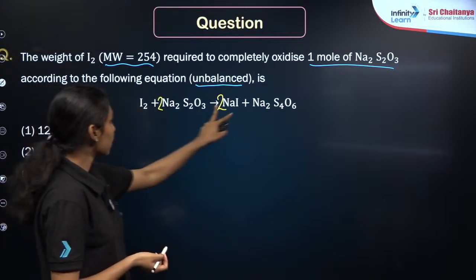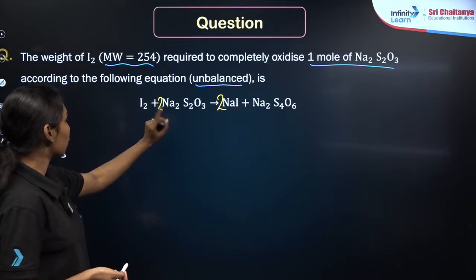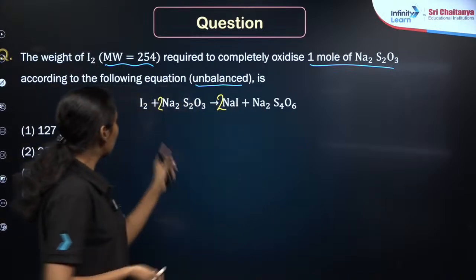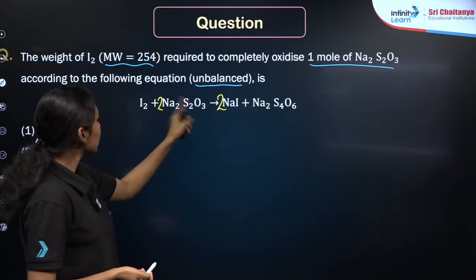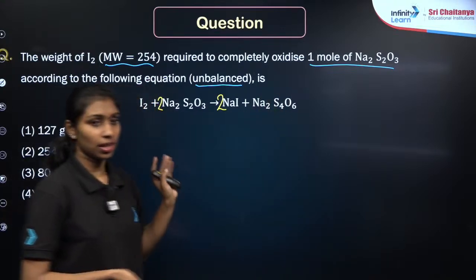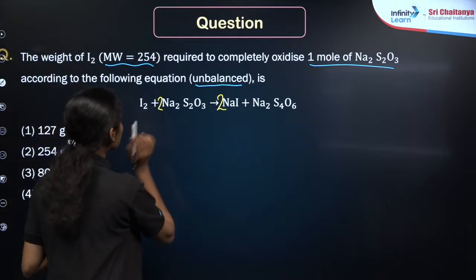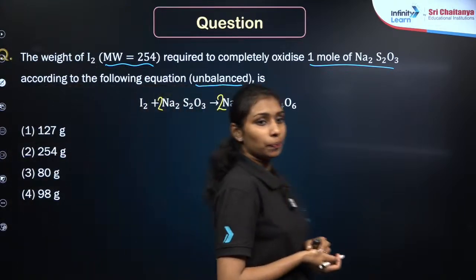here 2 iodine is present, here is also 2 iodine. Then 2 into 2, 4 sodium is present on the left side. And again here 2 sodium plus 2 sodium, 4 sodium. Then 2 into 4 sulfur, here 4 sulfur, 2 into 3, 6 oxygen, and here also 6 oxygen, which means the reaction is completely balanced now. That is I2 plus 2 Na2S2O3 gives 2 NaI plus Na2S4O6.